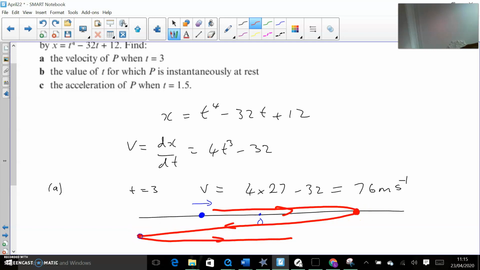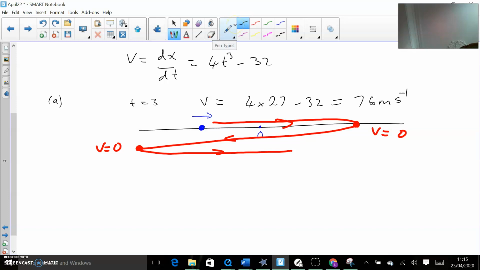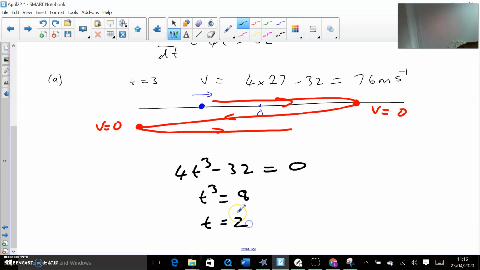So it could do that sort of thing. At these points, where it turns round, we would have V equals 0. So we want to find the value of t where V equals 0. V is 4t cubed minus 32. We put that equal to 0. Divide by 4, put the 32 on the other side. Divide by 32, 4 will give you t cubed is 8. So we have t equals 2. So only one value, one time when the velocity is 0, only turns round once, in other words.